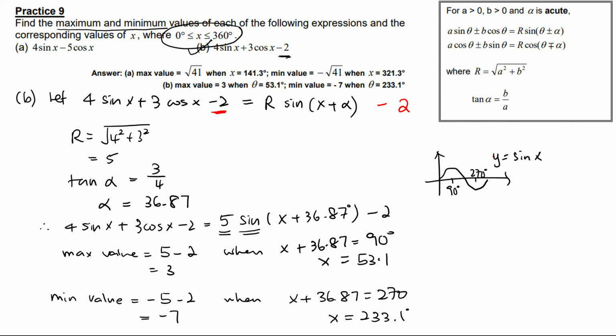Now if you are given a question that is on cosine, then you simply draw a cosine graph and determine where the maximum and the minimum are. In this case, the maximum happens at 0 or 360, and the minimum happens at 180 degrees. So for the maximum, it's 0 or 360. How do I know whether I should use 0 or 360? It all depends on your domain.